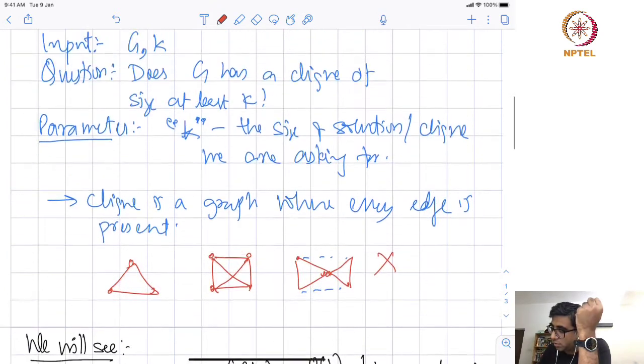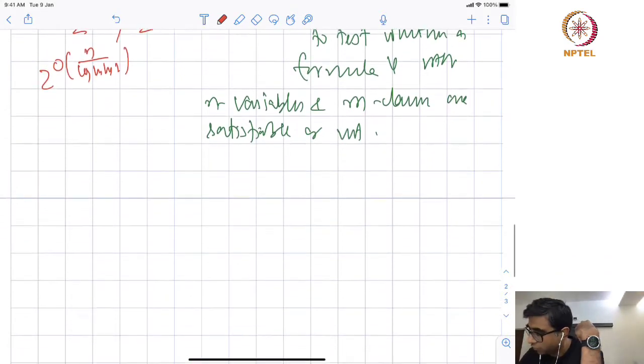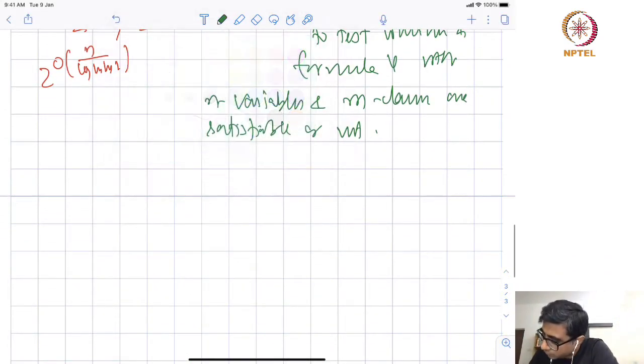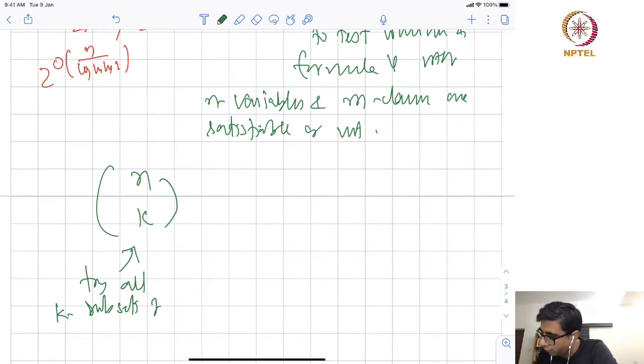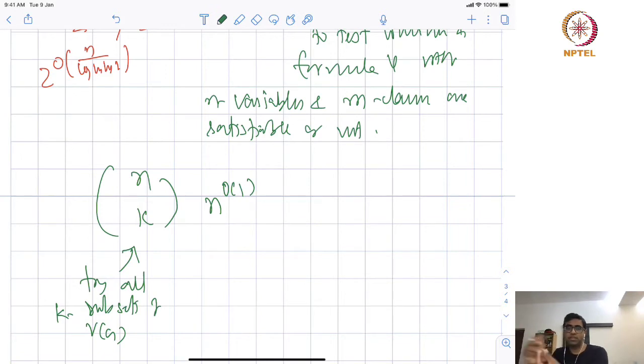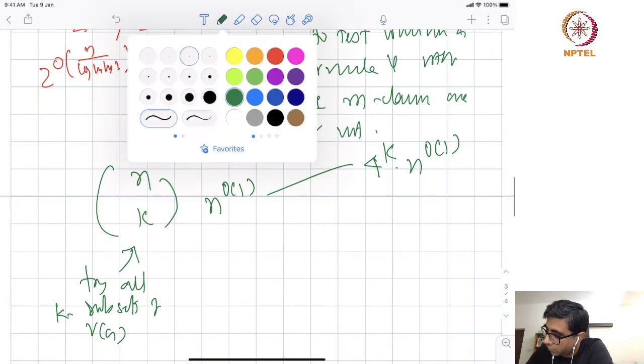So, imagine what can be one good algorithm for the clique? The trivial algorithm for the clique is to try all k subsets of V of G, that is it. And in n to the power big O of 1, you check whether that forms a clique or not by looking at every pair of vertices, whether there is an edge or not. Similar to vertex cover, where we had a 4 power k n to the power 1 algorithm. This was for the vertex cover.